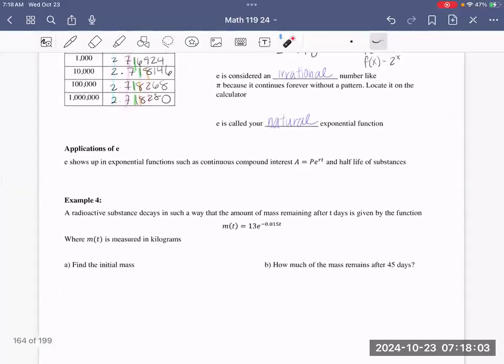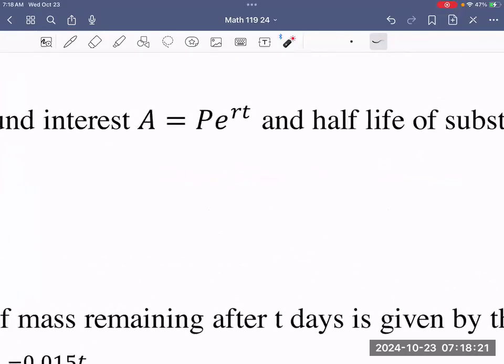Now let's take a look at some applications of E. E shows up in exponential functions as continuous compound interest and half-life of some substances. So it has lots and lots of context and information that is very useful in math, sciences, and business. If we were to take this equation and pick it apart, in finance, it's FV equals PV, e to the RT. Sometimes it's referred to as PERT because it looks like it's spelling the word PERT.